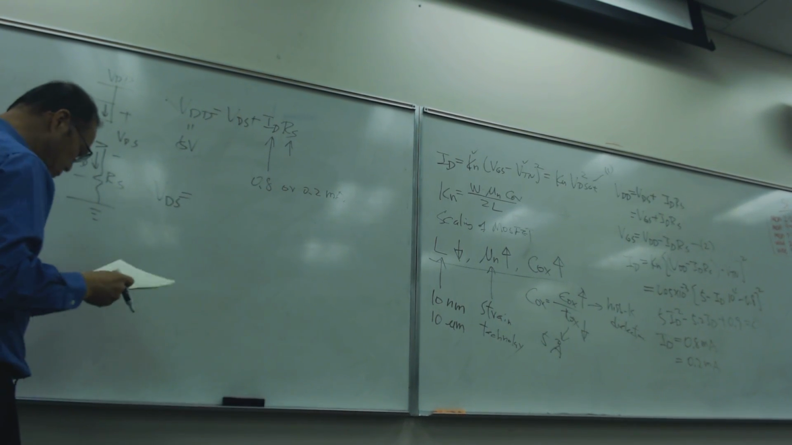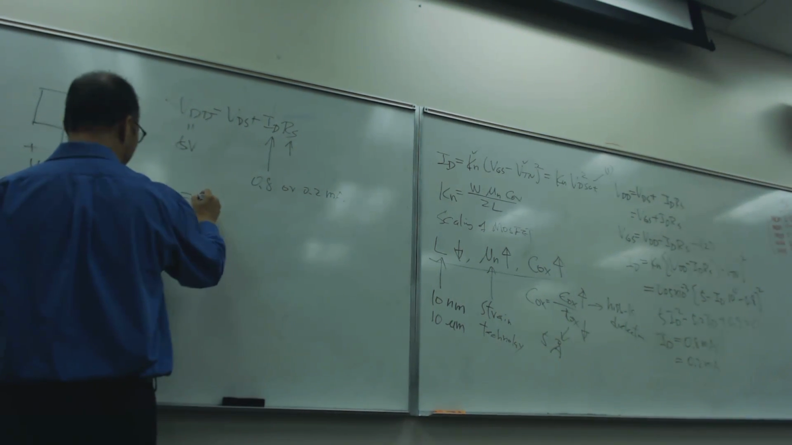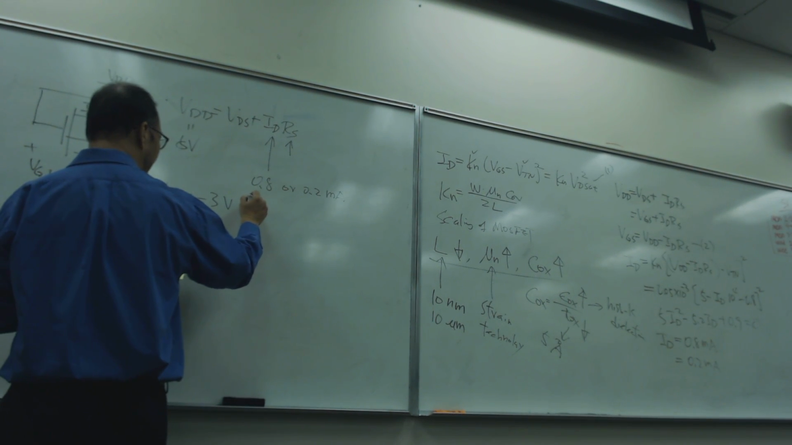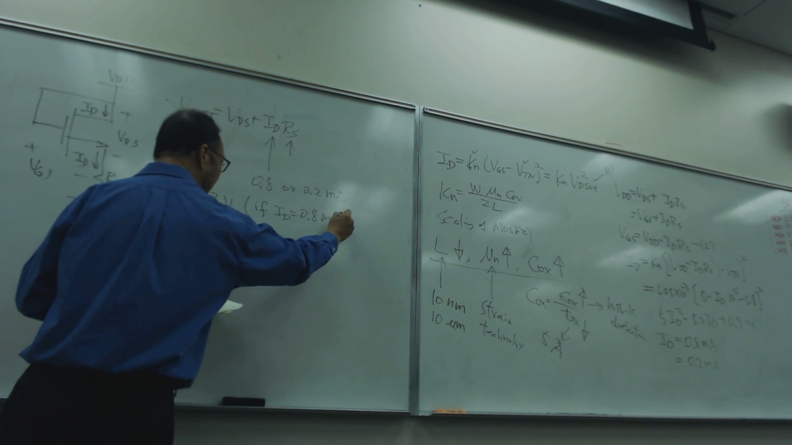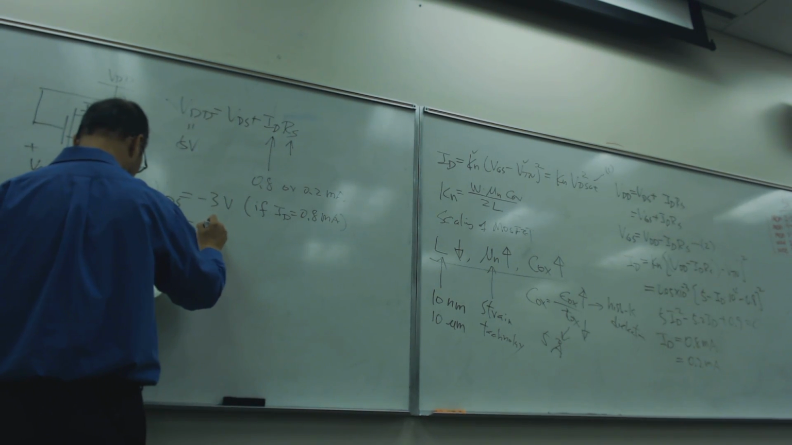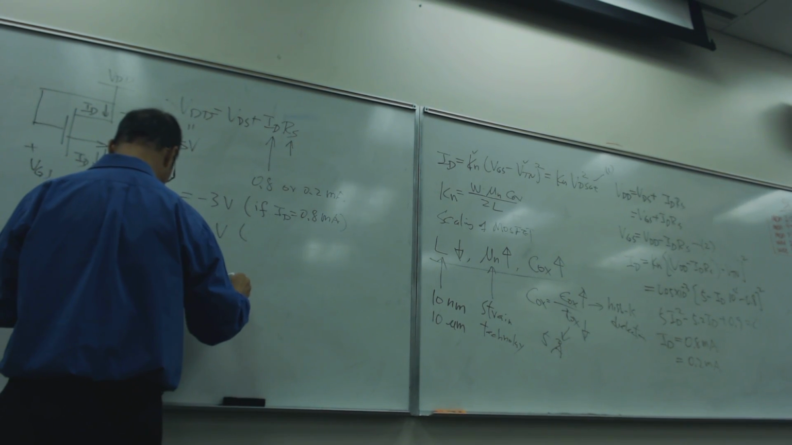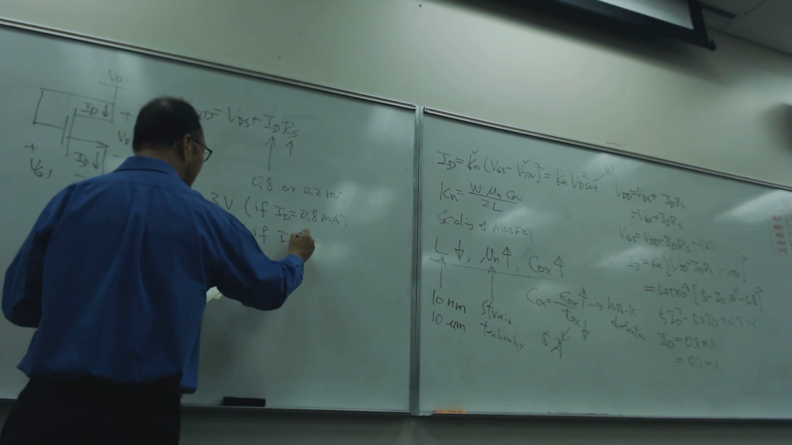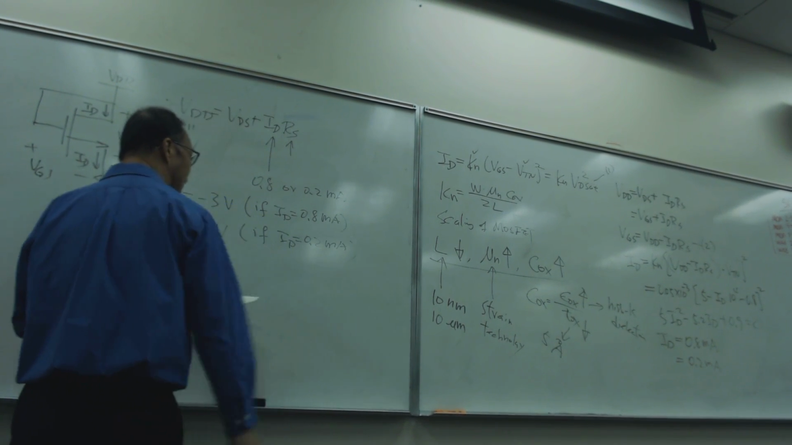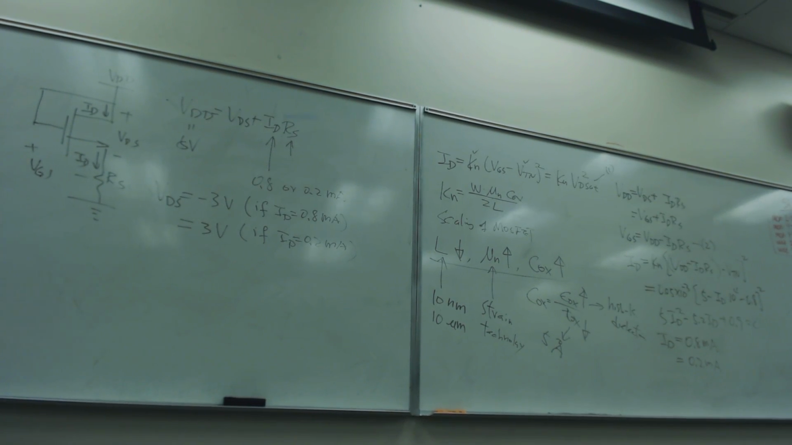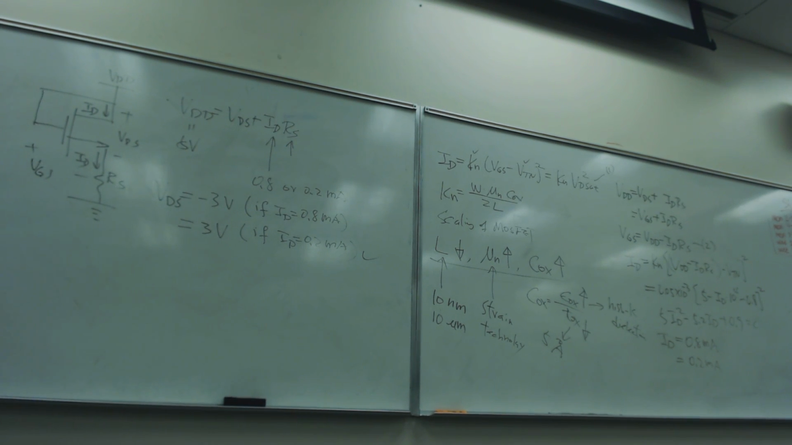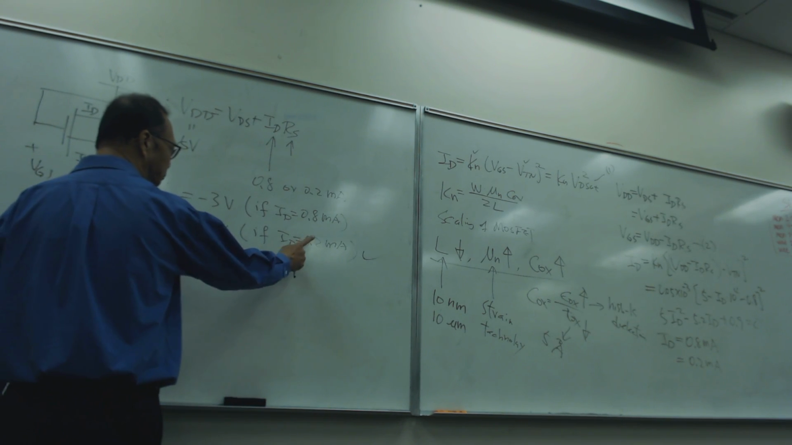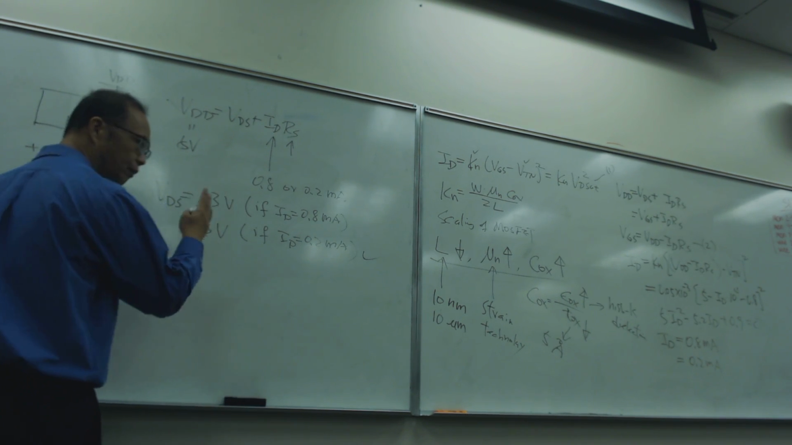So VDS will be equal to minus 3 volt if I sub D equals 0.8 milliamp, and will be equal to 3 volt if I sub D equals 0.2 milliamp. Okay, so now you know which one you should use, huh? So you have to use this one, correct? So therefore, the solution is that I sub D is equal to 0.2 milliamp and VDS is equal to 3 volt.